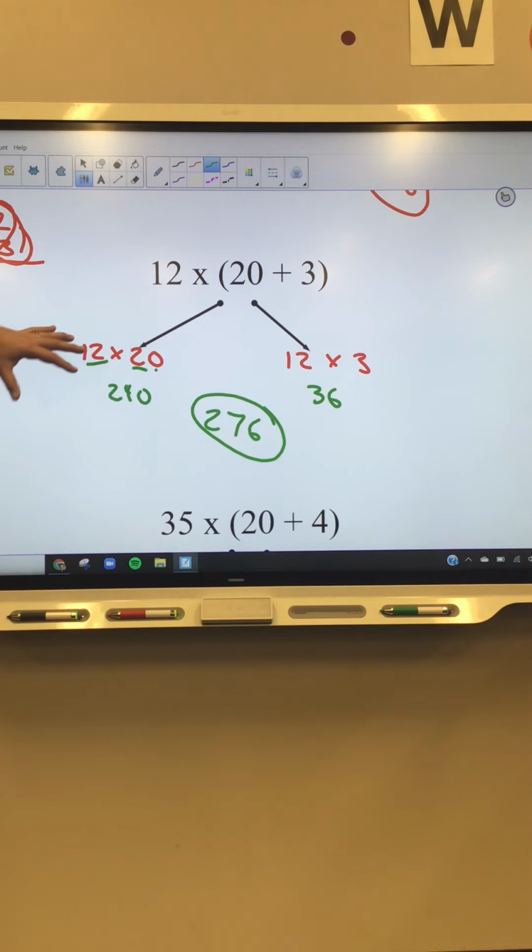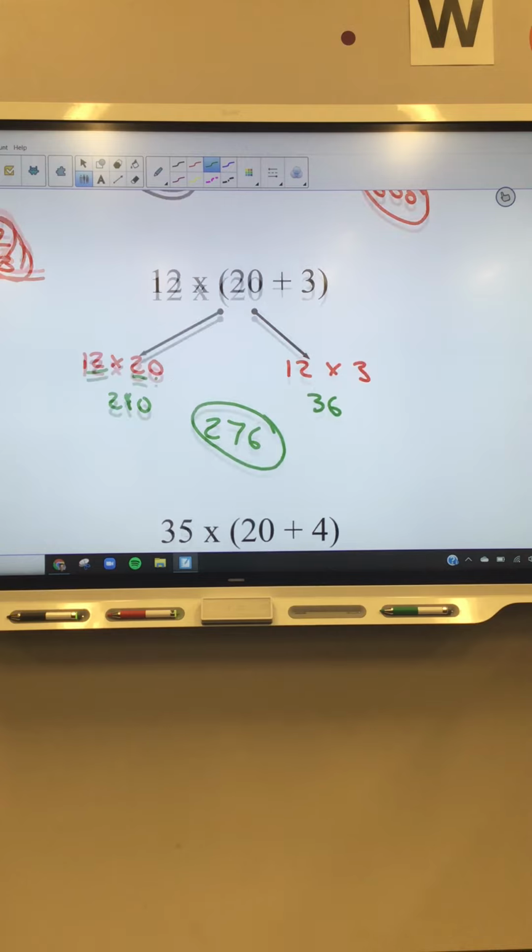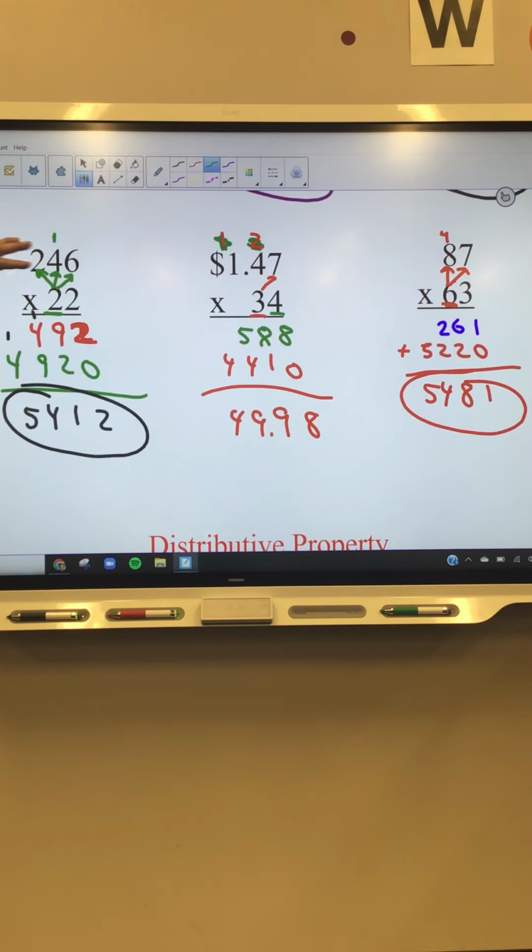Okay, if we're stuck with that, I'm not going to go on because I think some of the other ones might be a little bit too challenging for you then. And that's okay. Going back up to this kind of stuff using the multiplication algorithm, that's fine for now. Okay, we'll kind of work on that shortcut a little bit later.